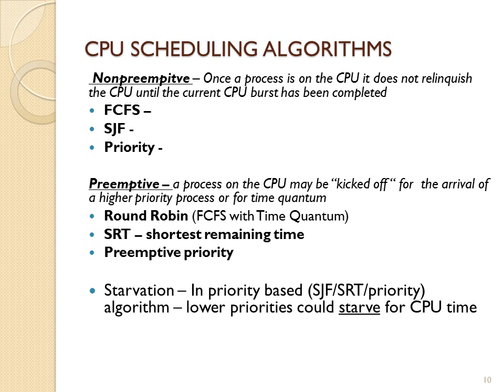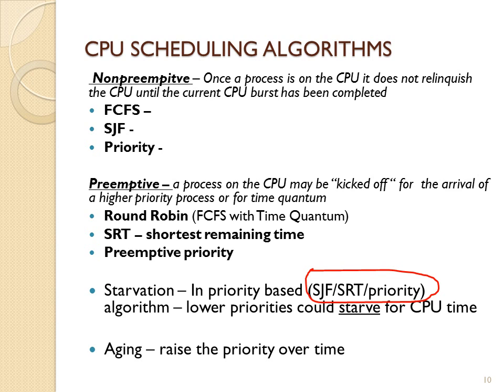Starvation can happen in any priority-based algorithm, and 4 of these 6 algorithms are priority-based. Shortest job first is priority based on the CPU burst time. Those with the shorter CPU burst go in the front of the queue. Priority is priority-based. Those with a higher priority go in the front of the queue. And again, that also applies to shortest remaining time and preemptive priority. Aging is a technique that can be used to raise the priority over time in order to battle starvation.